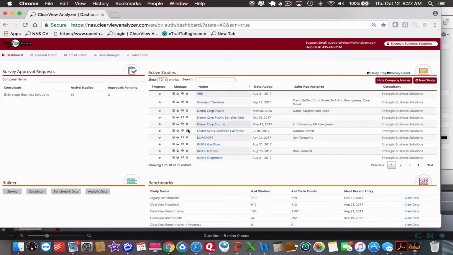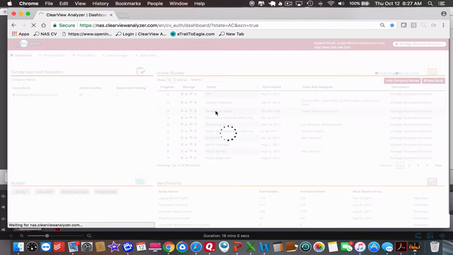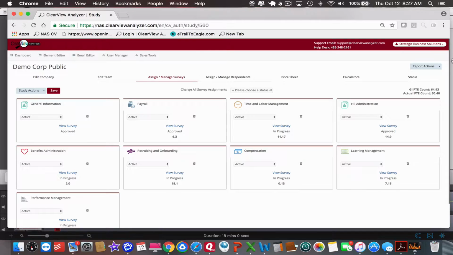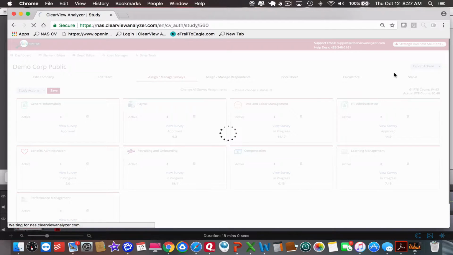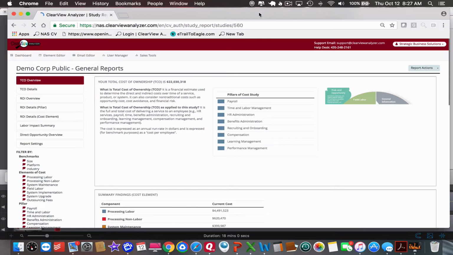So now I'm going to talk a little bit about the total cost of ownership, how it's structured, what it does, and the reporting that comes out of the process. So I'm going to open up this demo core public, which is just a demo client here, and I'm going to go into the report hub because I think this is the best way to probably explain what we're doing here within this total cost of ownership study.